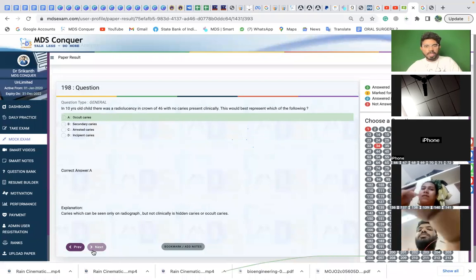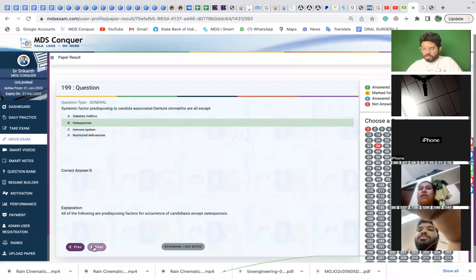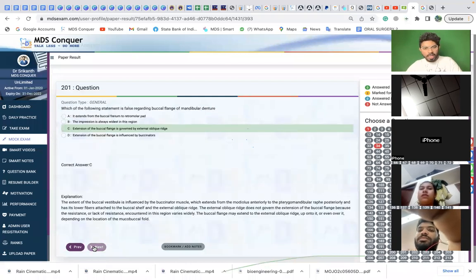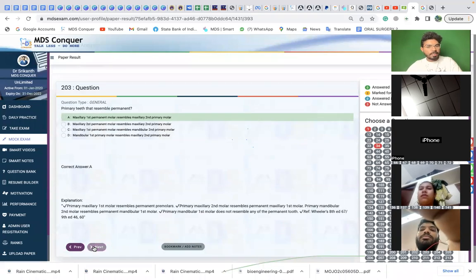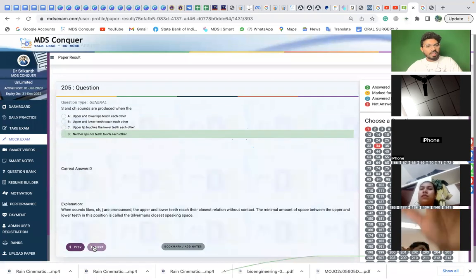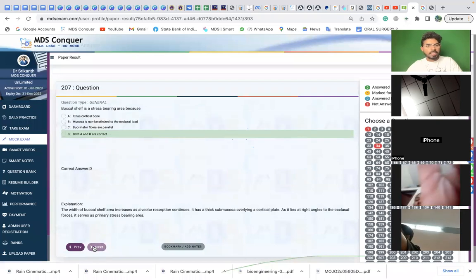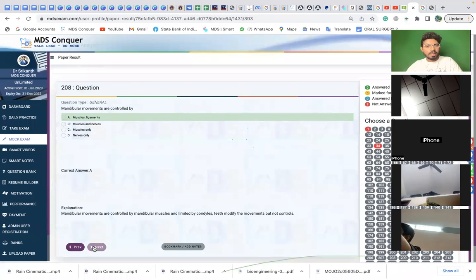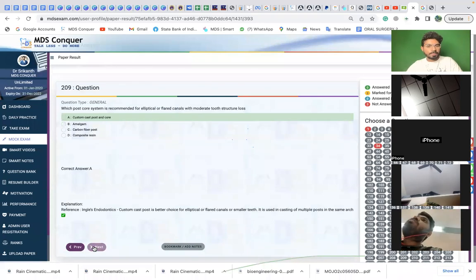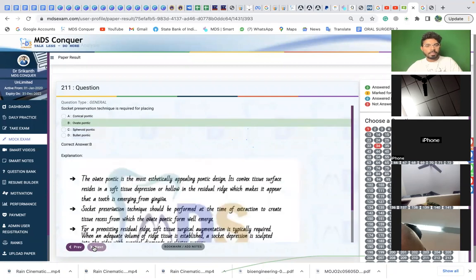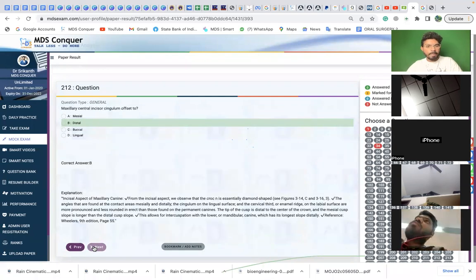Occlude caries, so many times repeated, easy. Osteoporosis, easy. Oh, this flap is easy. I'm not calculating this. Masseter, easy. Replaces, easy. Classification, easy. Sounds, I told you to check, easy. I'm not calculating this. I'm not calculating this. This is easy. Cast restoration, primary indication is used in elliptical and flared up canals, easy. Ideal seal is easy. Socket preservation, easy.